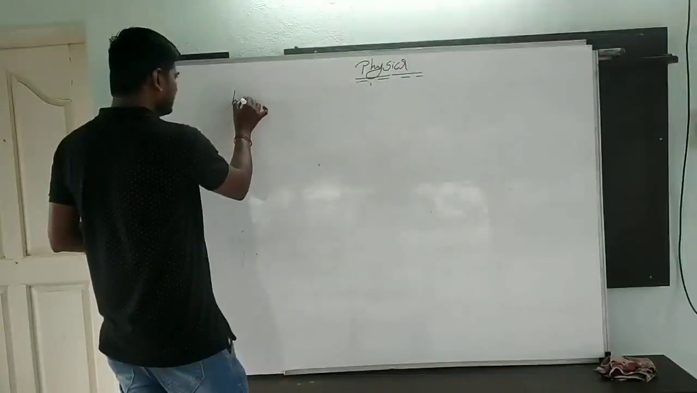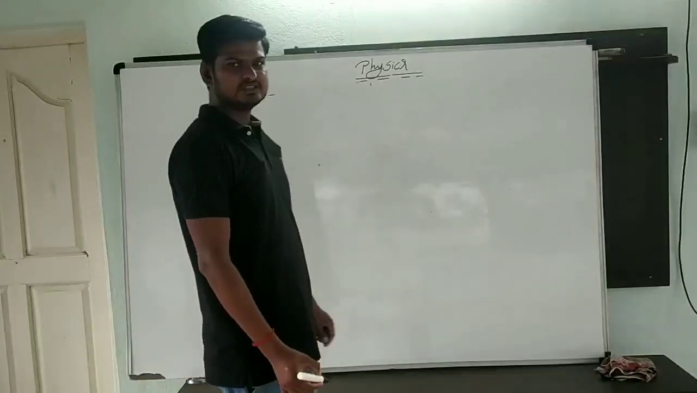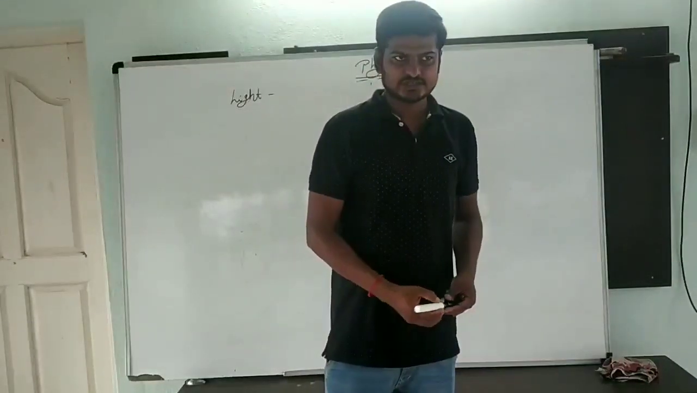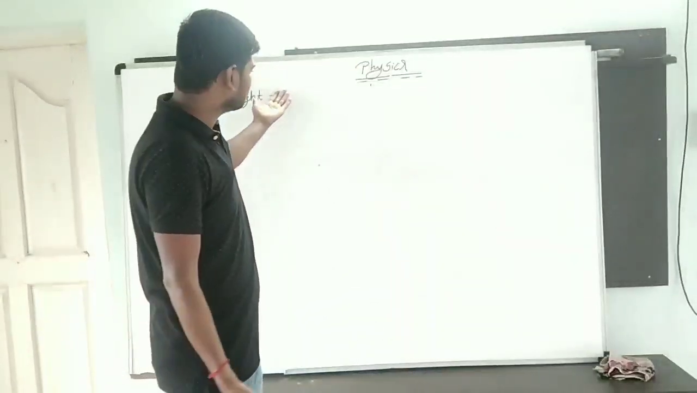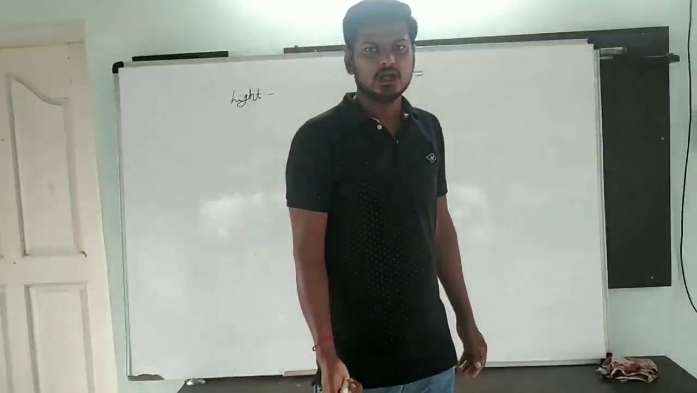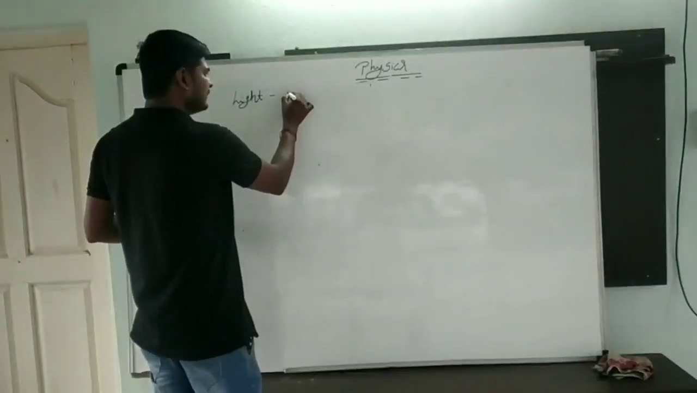Yes, what is meant by light? How can we define light? Light is a form of energy. Yes, it is a form of energy. It causes the sensation of sight. We are going to call it what? Light. Otherwise, we can say light is an electromagnetic wave.